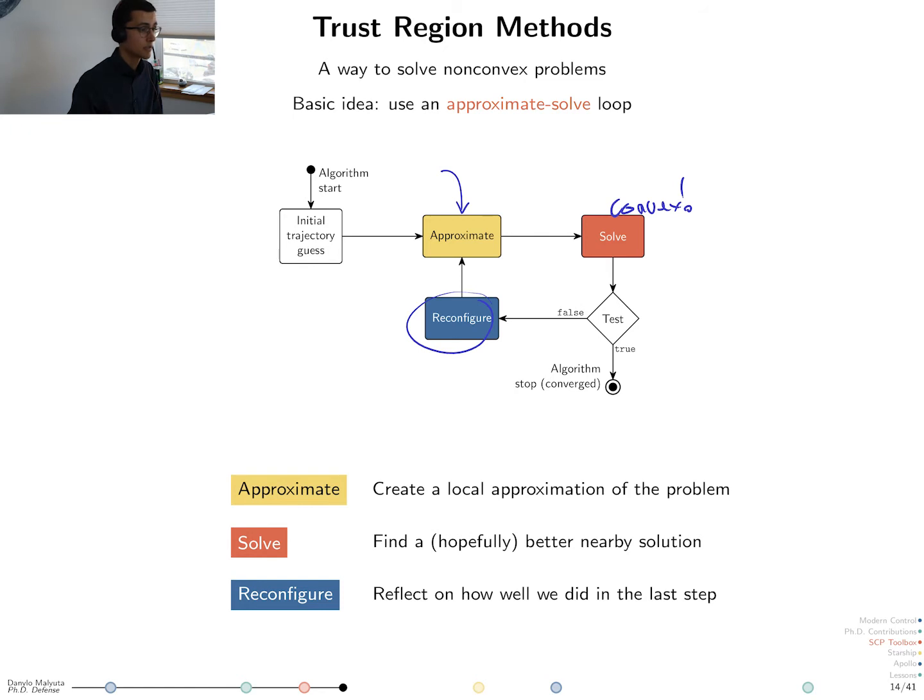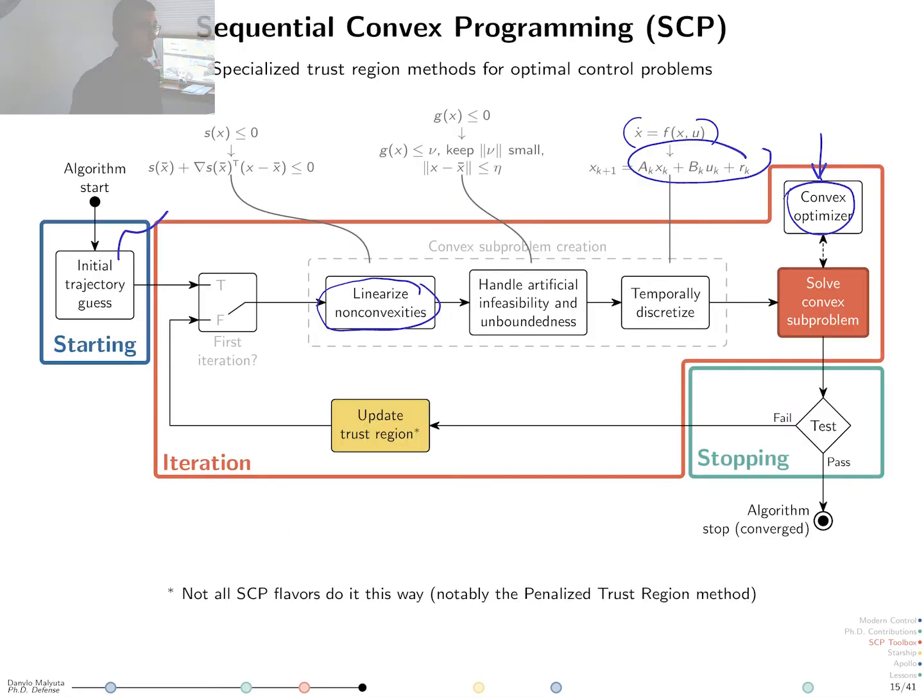So this part is convex. When you solve that, which is easy to do because it's convex optimization, you will test whether that solution is good, in which case you can converge. And if it's not good, then there's a reconfiguration step where the algorithm will decide what to do for the next iteration of this loop. And most typically, that is to refine the space where you trust the approximate model of your problem. So SCP is an instance of a trust region method.